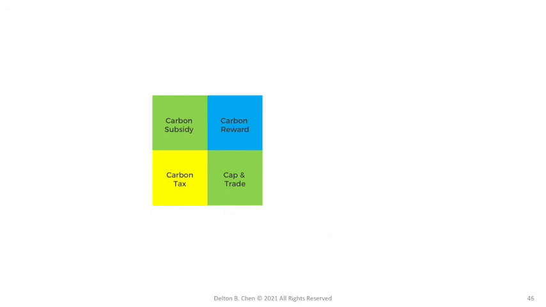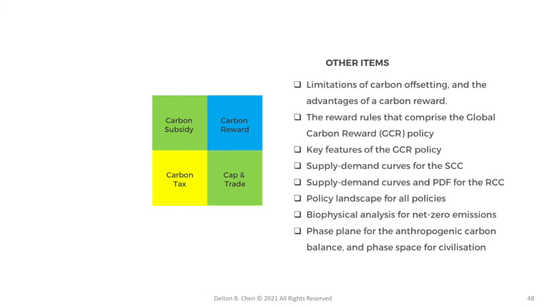Now that we've covered the theoretical background for the carbon pricing matrix, we'll end this presentation with a short list of items that haven't been covered in this video presentation. The following items may be covered in future presentations. 1. A review of carbon offsetting and why a global carbon reward can fill the finance gap and the governance gap that carbon offsetting cannot fill.